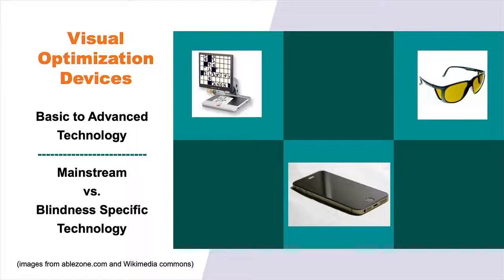So we're going to talk about some more high-tech things, but I always want you to be thinking about low-tech as well, just because there are people who are a little afraid of technology. And for me, you always have to have a plan B, because as we know, technology sometimes doesn't work for you. Another area to think about with technology is mainstream versus blindness-specific technology. Meaning there are things that are available mainstream, and mainstream means I can go to Walmart and buy it, potentially. I can get it on Amazon.